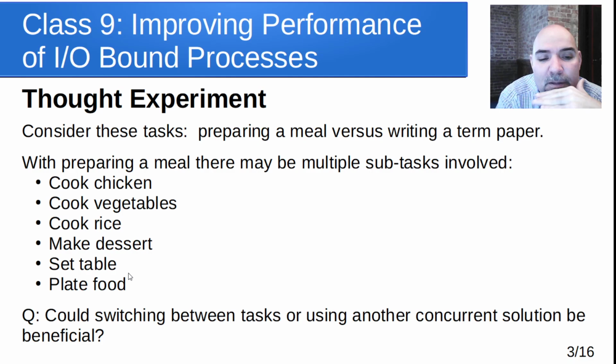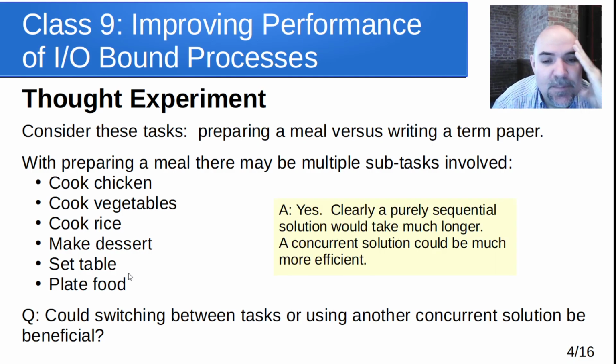Now, could switching between tasks or using some other concurrent solution be beneficial for preparing a meal, or is it best done sequentially? And the obvious answer is that clearly a sequential solution would take much longer. So in other words, I have to bake the chicken. It takes an hour and a half in the oven at 375 or whatever. I don't know what it takes to cook the size chicken you have. But you basically would put it in there, and you'd sit there and stare at the oven and wait for an hour and a half. And then when that's done, it goes ding. Yeah, well, the chicken's done.